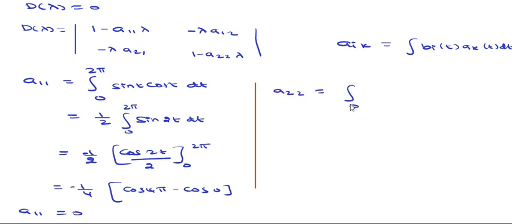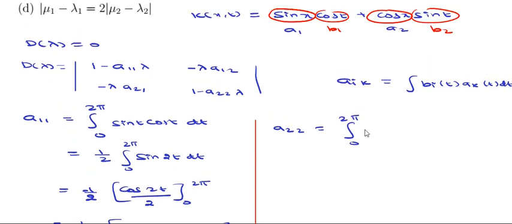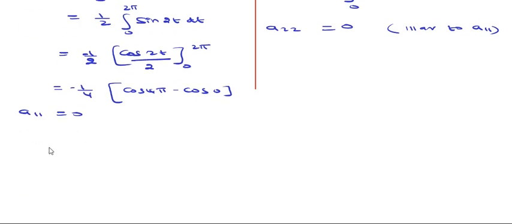a22 is integral 0 to 2 pi of a2 of t, which is cos t, into b2 of t, which is sin t. So this is the same as a11, integral 0 to 2 pi sin t cos t. Therefore this is equal to 0, similar to a11.